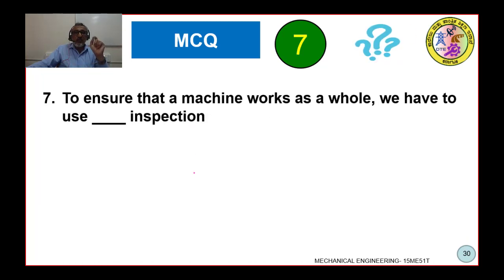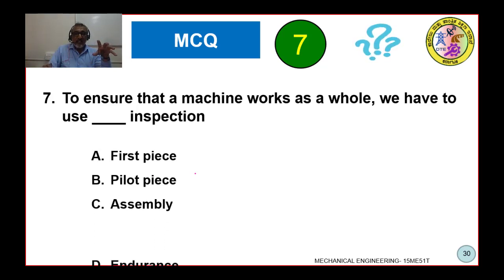Next is, to ensure that a machine works as a whole, we have to use which inspection? To check that everything put together makes the machine function correctly, we have to go for first piece, pilot, assembly, or endurance inspection. The right answer is assembly inspection.